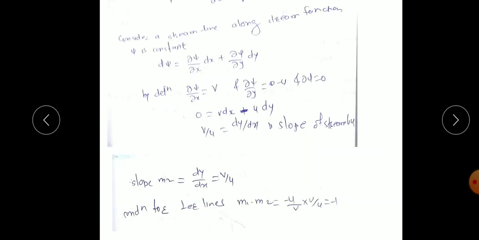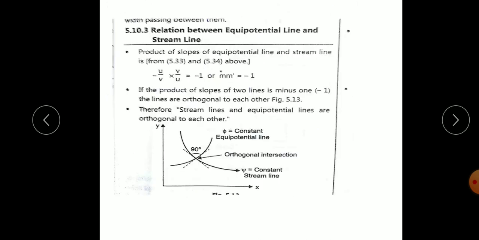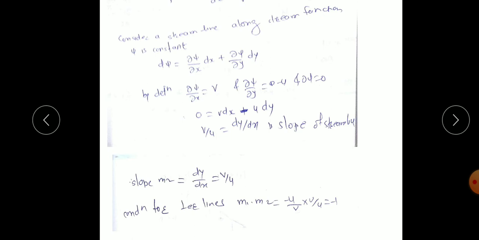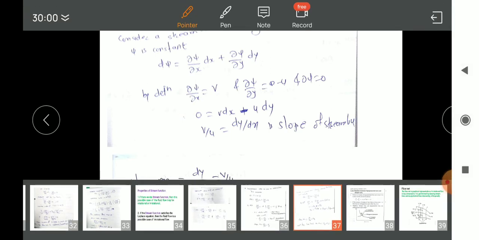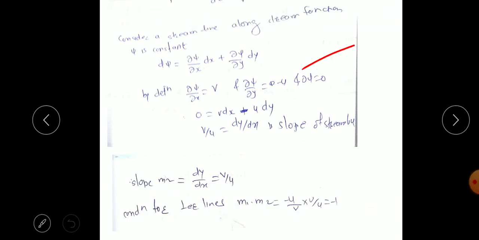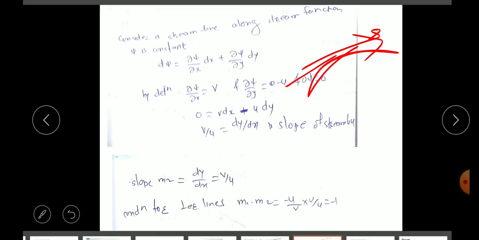Now we consider the streamline. We consider a streamline along the stream function. Here, if you consider the streamline, we already know the streamline is tangent to the velocity vector. The streamline is tangent to this velocity vector.